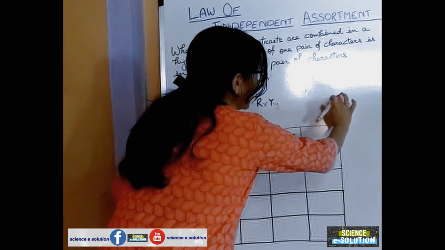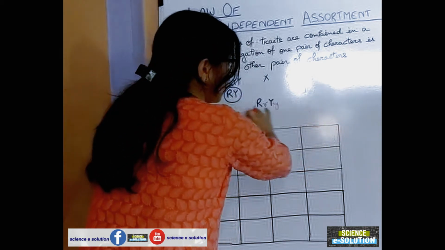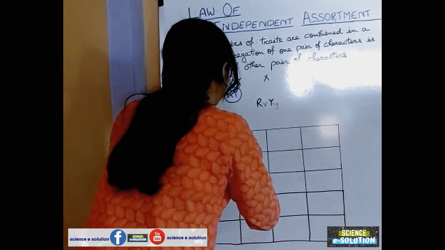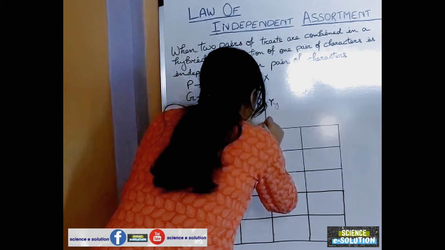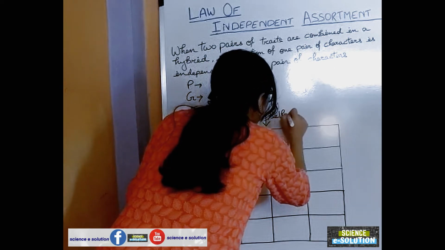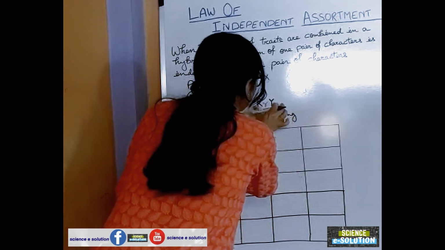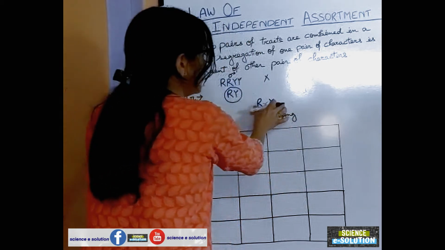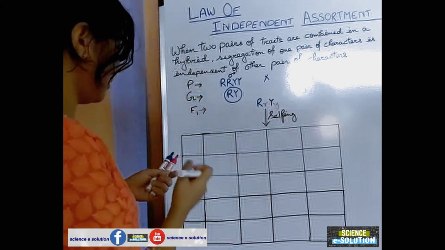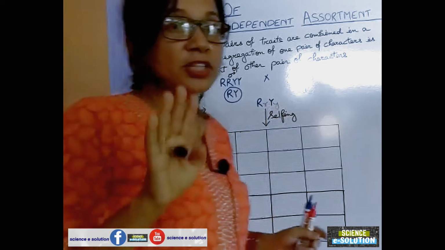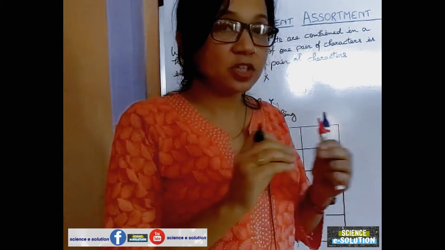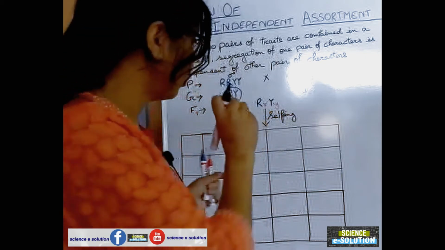Whatever progeny or offspring we get will all be hybrid. Then we will do selfing. Selfing means we will cross the same type of progenies. So now both parents will be capital R, small r, capital Y, small y. When they are selfed, they will produce 4 types of gametes. This distribution of gametes you will have to do very carefully.